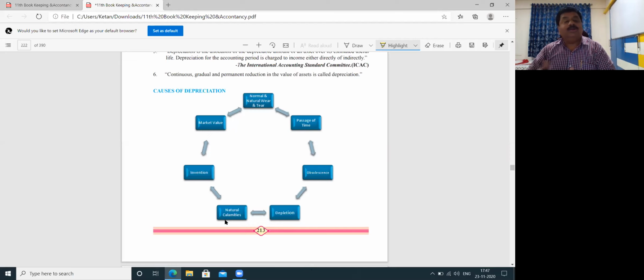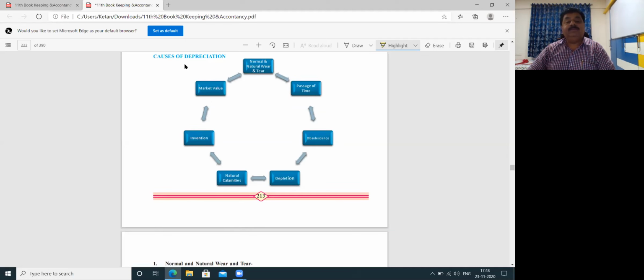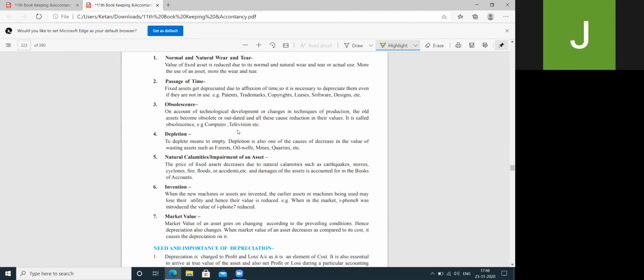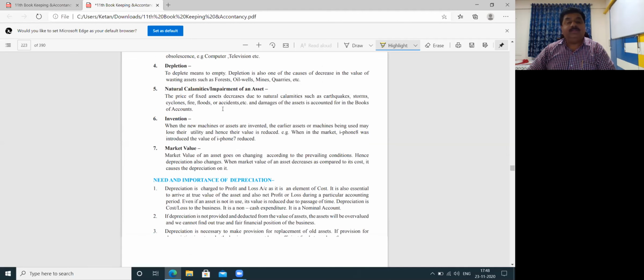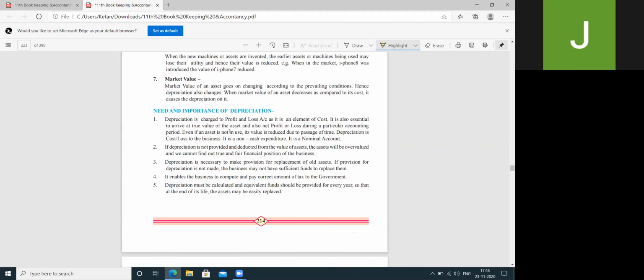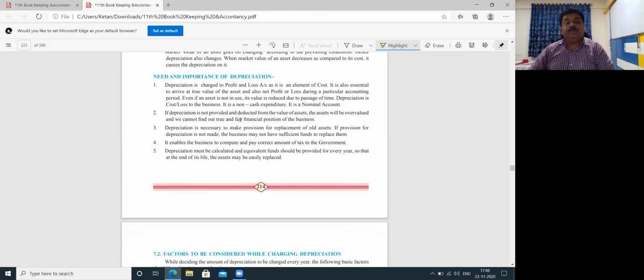Natural calamities like corona. Corona is a natural calamity, or you can take the example of tsunami, earthquake and all that. Then invention, the technological change and down market value. So all these factors are affecting that particular asset, and that is becoming depreciation. Now normal wear and tear is given to you. This I need not explain to you. You can read. That is not very important. But I will tell you the need and importance of depreciation. Okay, now let us see one by one.